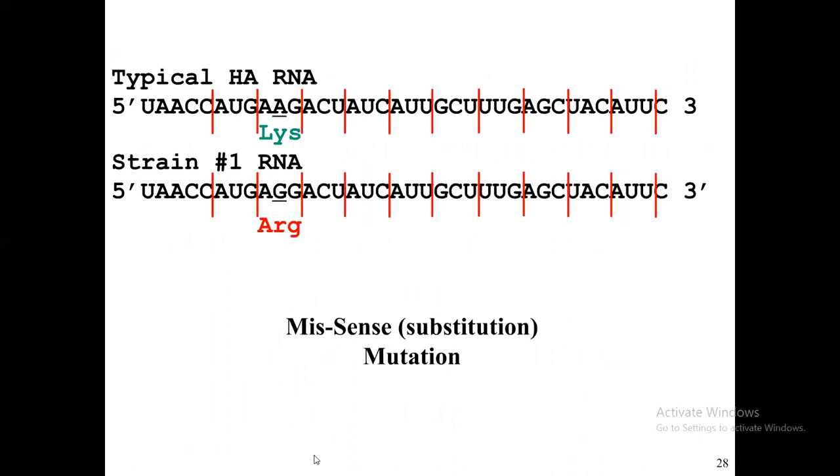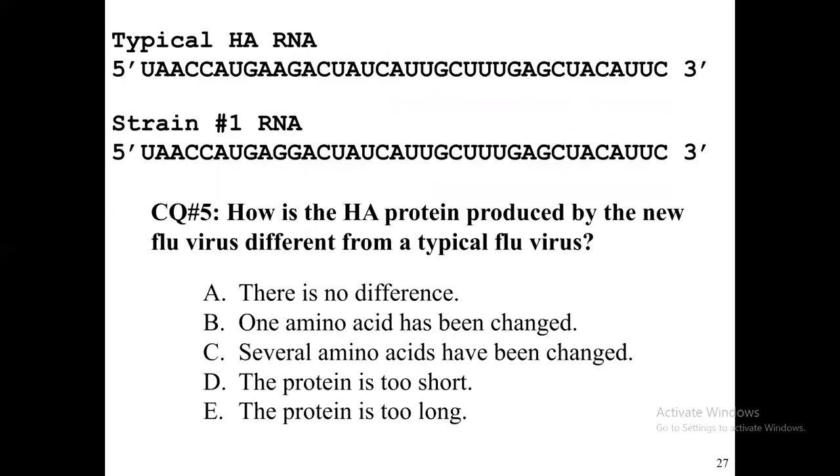This is a missense or substitution mutation. Missense means that it's coding for a different amino acid. It's made a mistake, so you can think of it that way. Now the difference is if it codes for a stop codon, it's called a nonsense mutation. The message no longer makes sense at all. They told you the message, there was just a mistake along the way. One amino acid was changed. That's B. One amino acid has been changed. Everything else, the rest of the way, is still accurate.